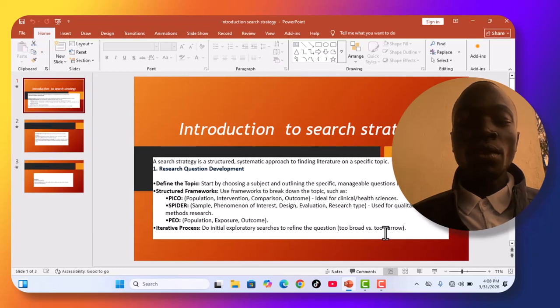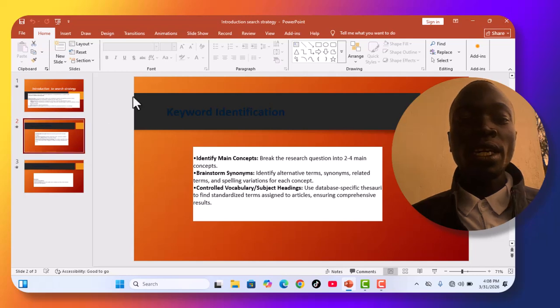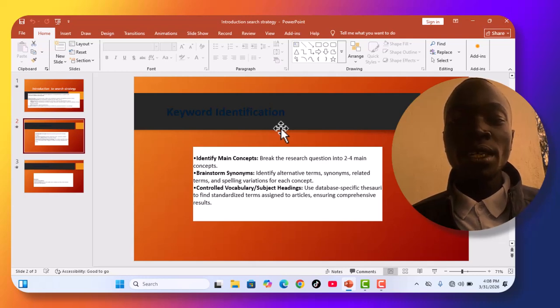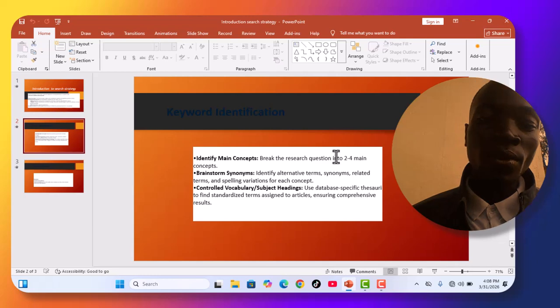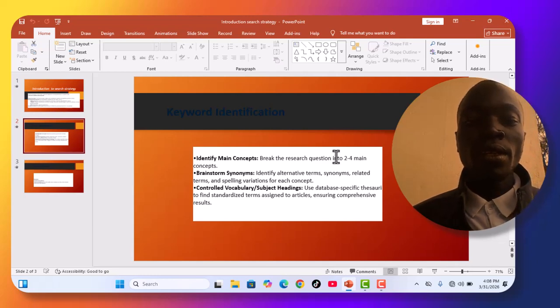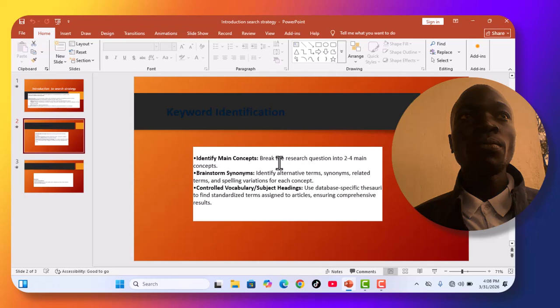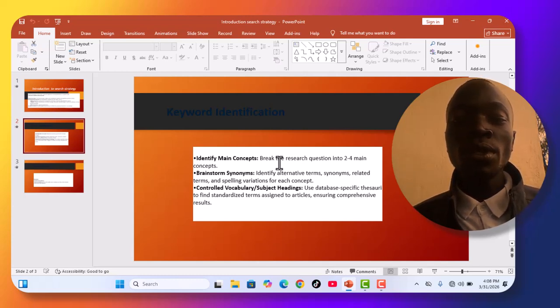I will move to my next slide. We shall look at keyword identification. You need to identify the keywords that are supposed to be used while you are typing your research. Identify main concepts. Break the research question into 2 to 4 main concepts. That is one. The question you are going to ask, first break it into 2 to 4 main concepts for your computer to understand you. Then brainstorm synonyms.